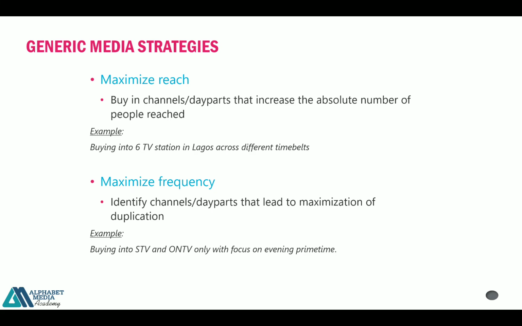There could also be a bid to maximize frequency, right? So you can identify channels and day parts that will lead to maximization of duplication. So if I'm buying only during the morning news, or I'm buying into only STV and ONTV, focusing only on evening prime time, I'm clearly going to optimize my frequency because it's likely that the same group of people will be tuning in regularly. And there's a place for that in media strategy as well.